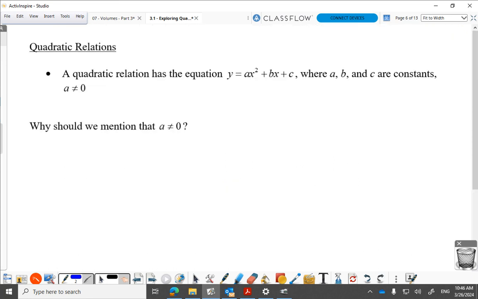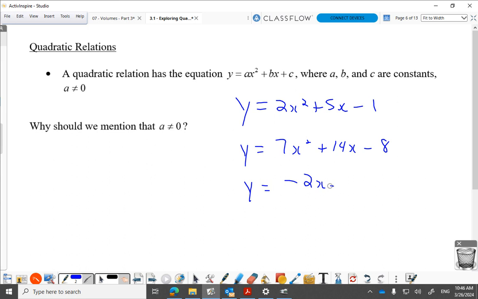So, a quadratic relation has the equation y equals ax squared plus bx plus c. Why a, b, c? What do we mean by this? Here's a bunch of examples. Here's some quadratics we'll study. We'll study like y equals 2x squared plus 5x minus 1. Or maybe we'll study 7x squared plus 14x minus 8. Or maybe we'll put a negative out there. Ooh, negative 2x squared minus 4x plus 9. All sorts of different numbers we could use.